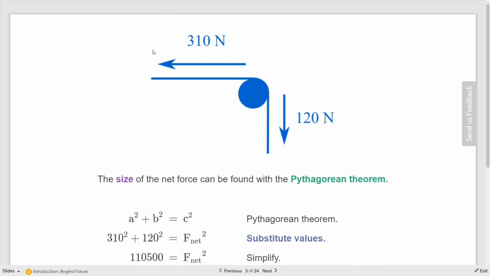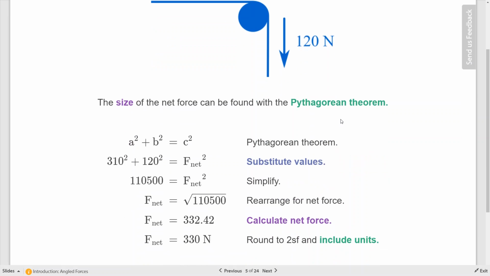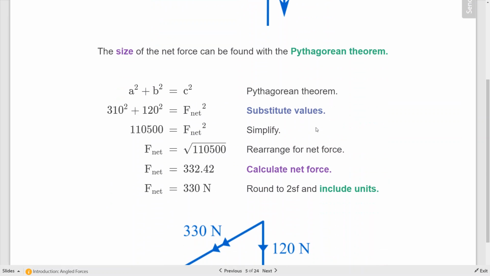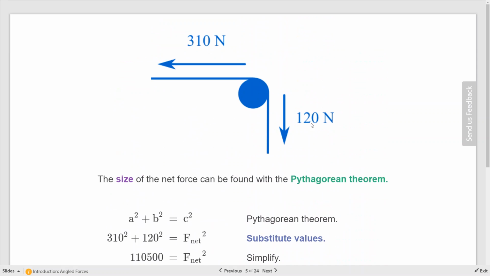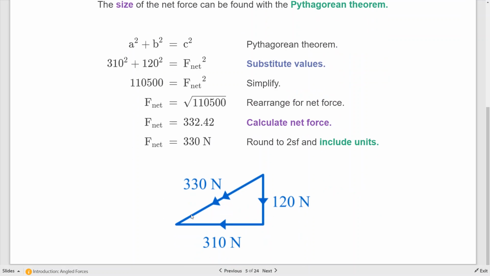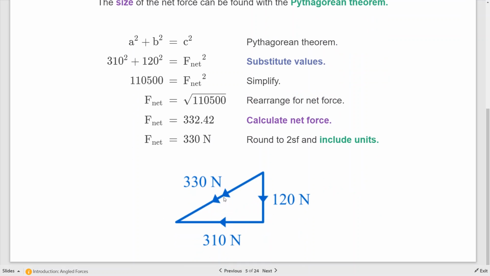So here's an example. We've got 310 newtons pulling in this direction from the fence and 120 newtons in that direction. If we want to find the size of that force, we just use Pythagoras as we used before. So we've got 310 squared and 120 squared, using c squared equals a squared plus b squared, is equal to the net force squared. So we just take the squared value of that as 110,500, take the square root of that, and we end up with 330. And there's our resultant vector with those two arrows showing it head to tail. And we calculate the net force there. They've just rounded it to two significant figures and they've included the units. Remember to include your units, you do get marks in the exam for that.